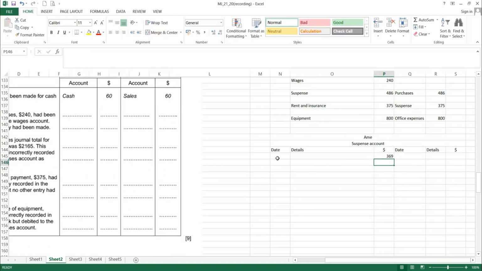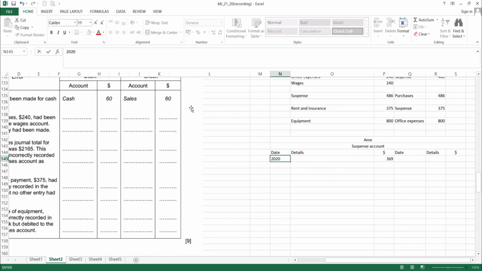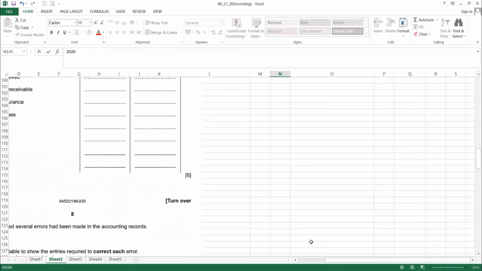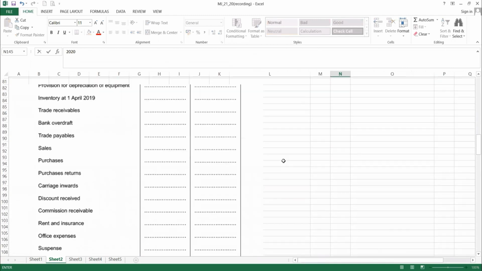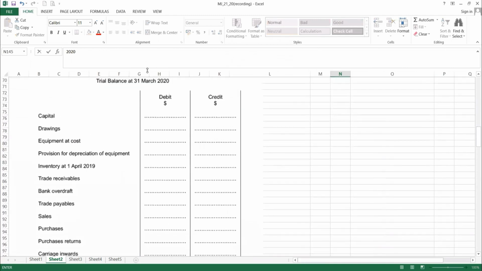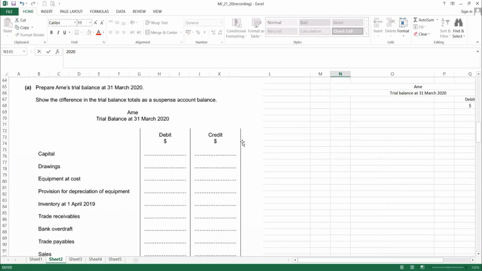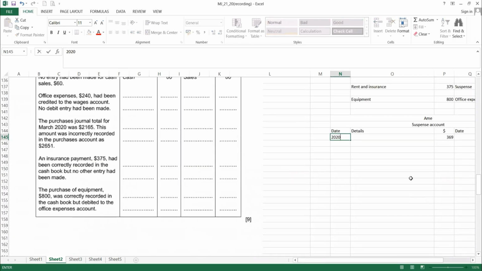369. And here, because the financial year is 2020, we put in based on the last day of the transaction that we made. So let me see what is the financial year. Okay. So 31st March 2020. We put March 31st. Okay, balance brought down. This is the beginning, 369.